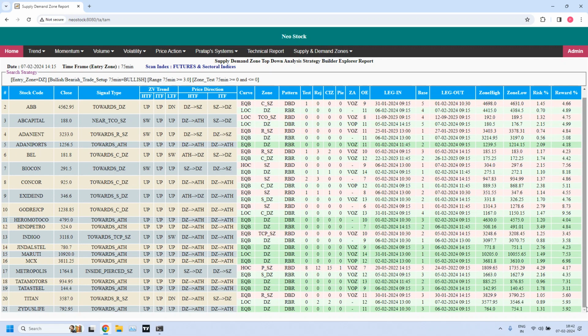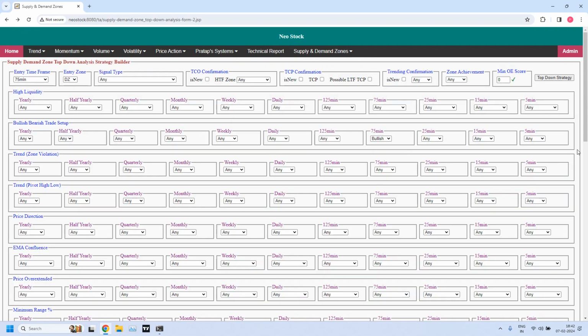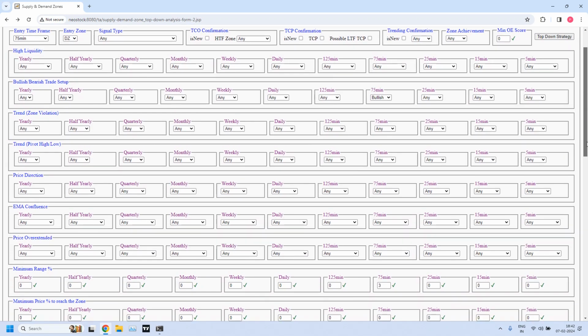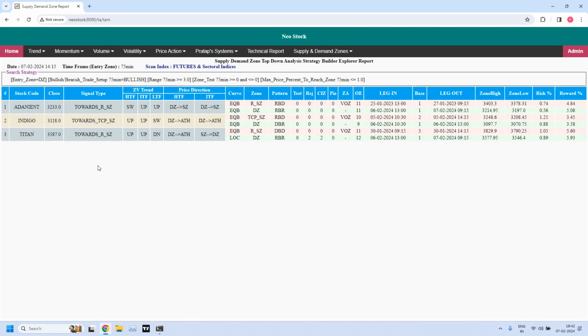Still, if you want to know which stocks are near to the demand zone, 75 minutes demand zone, for that you can add a further filter, that is maximum price to reach the zone. So within the 75 minutes, let us check three conditions: within 1% level, within 2% level, and within 3% level. So within 1% level, how many? 3 stocks are there. All these demand zones test count is 0, but only Titan already has 2 rejections from this zone. That means it is already tested 2 times.